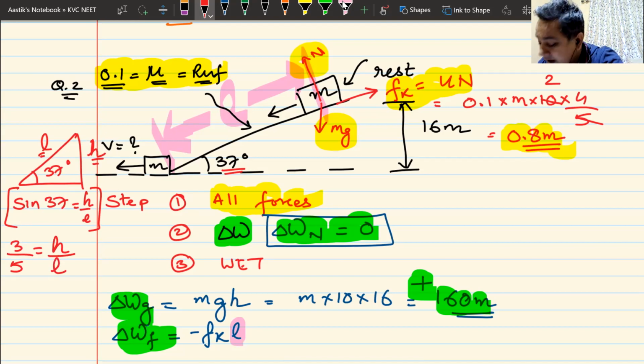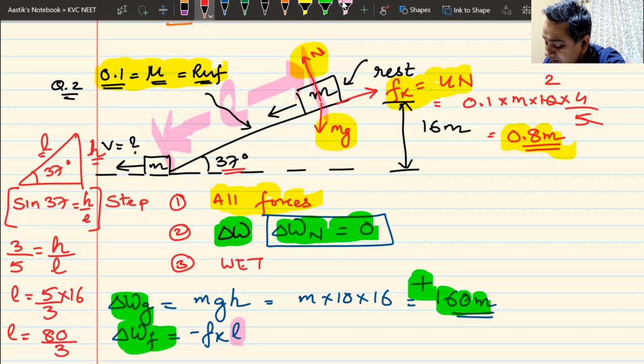From here, I can calculate the value of L. L will be equal to 5 by 3 into h. H is 16. So L becomes 16 into 5, which is 80, so 80 by 3. Do we all understand this? The value of L, how I have calculated it? It is pure math. It has got nothing to do with physics. Am I clear with everyone? Do we understand this?